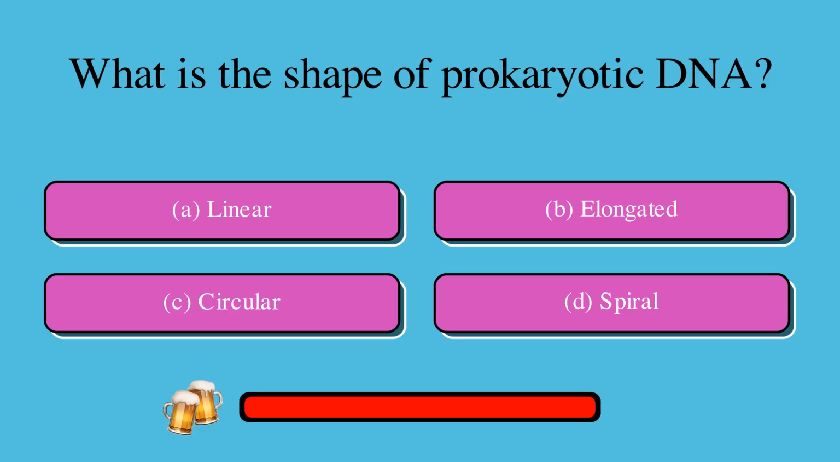What is the shape of prokaryotic DNA? Is it A, linear, B, elongated, C, circular, or D, spiral? The correct answer is C, circular.